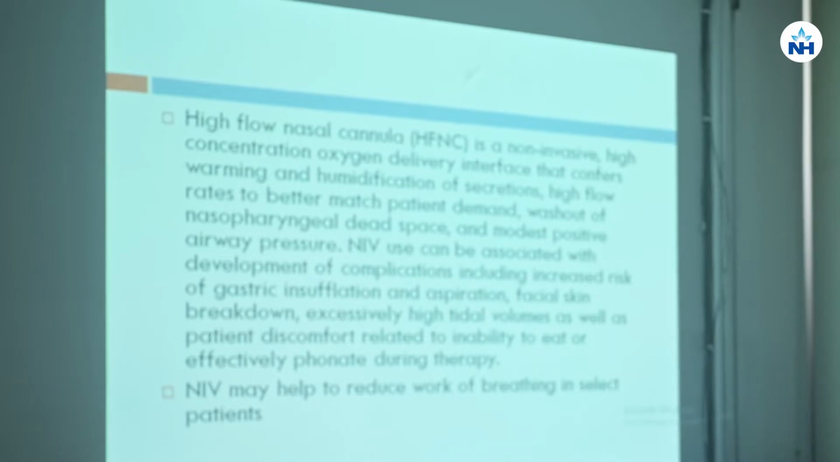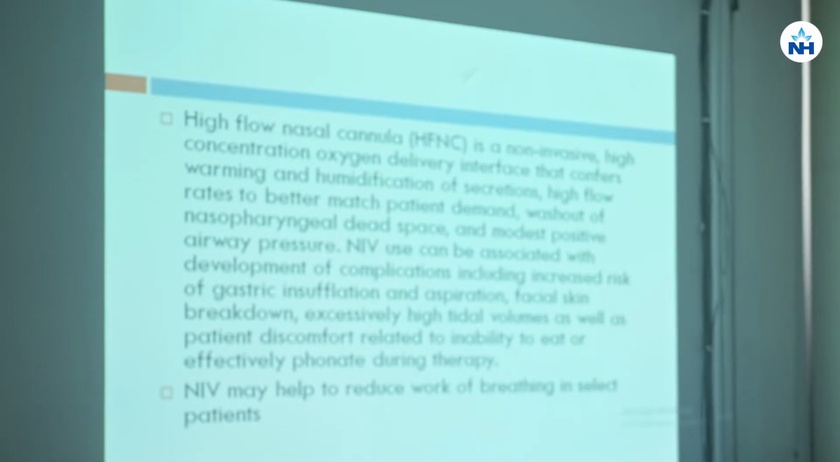HFNC patients experience significantly more days free of mechanical ventilation during the 28 day study period. HFNC has some advantages: it is non-invasive, and not only that, it is a high concentration oxygen delivery interface that confers warming and humidification of the secretions, high flow rate to better match the patient demand, washout of nasopharyngeal dead space and modest positive airway pressure. NIV use can be associated with complications including increased risk of gastric insufflation, aspiration, facial skin breakdown, excessively high tidal volume, as well as patient discomfort related to inability to eat or effectively phonate during therapy.